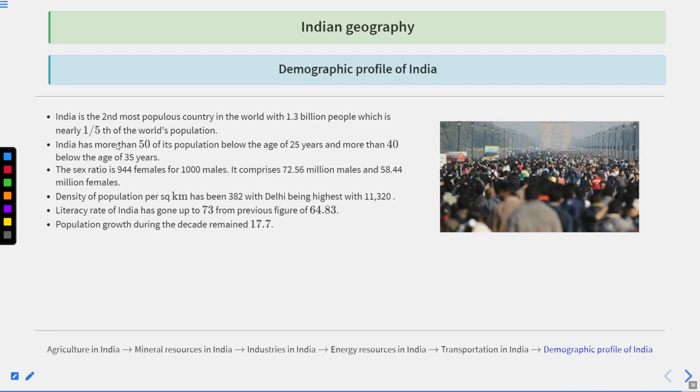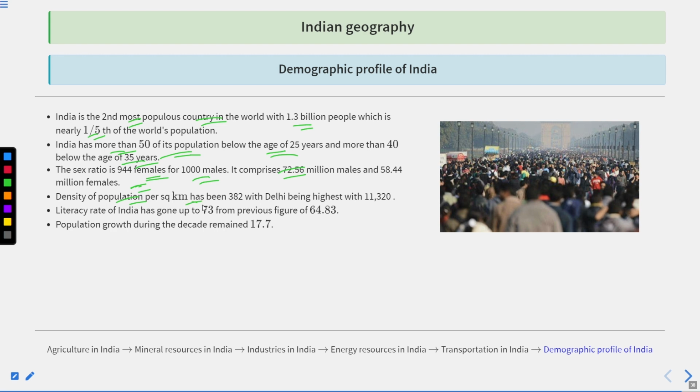If we talk about the demography, India is the second most populous country in the world with 1.3 billion people, which is nearly 1/6 of the world's population. More than 50% of its population is below the age of 25 years and more than 40% is below the age of 35 years. Sex ratio is 944 females per 1000 males, comprising 72.56 million males and 58.44 million females.